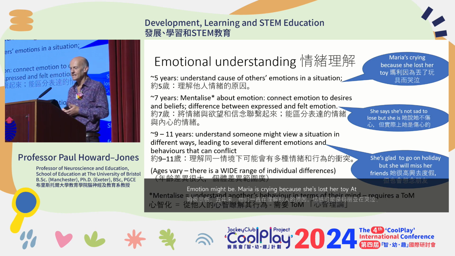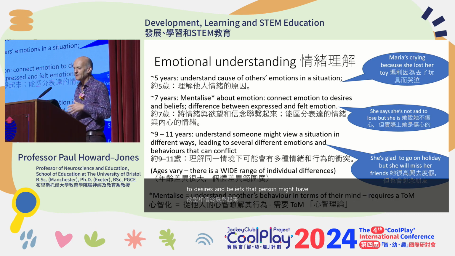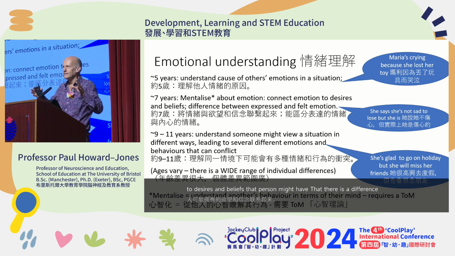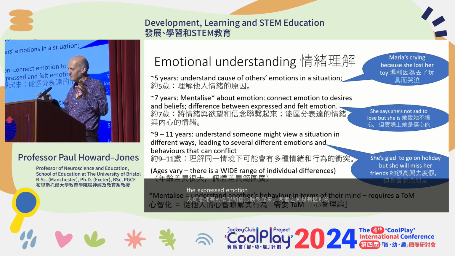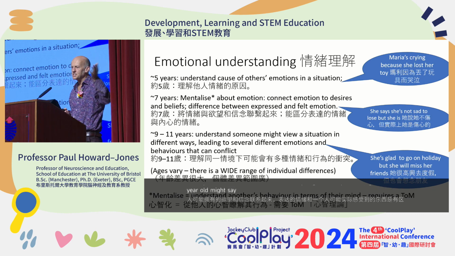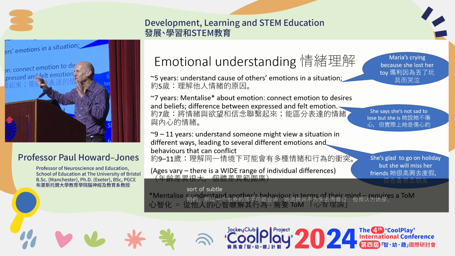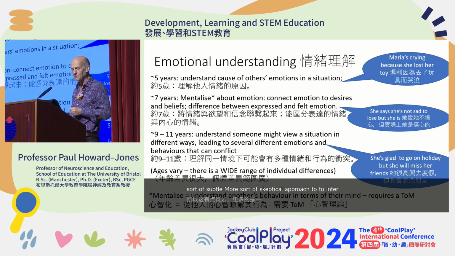At 7 years, they're beginning to mentalize about emotion. And by mentalizing, I mean connecting emotions to desires and beliefs that that person might have. That there is a difference between the expressed emotion and what somebody might actually be feeling. So a 7-year-old might say, "Well, she says she's not sad to lose, but I think she is." So that sort of subtle, more skeptical approach to interpreting emotions can come through at around 7 years old.